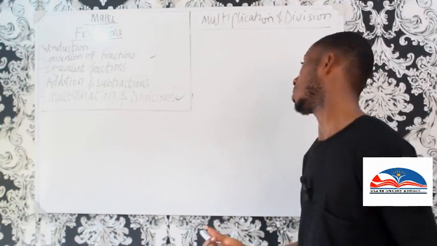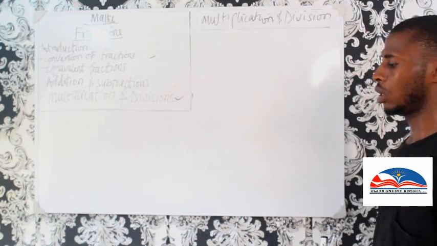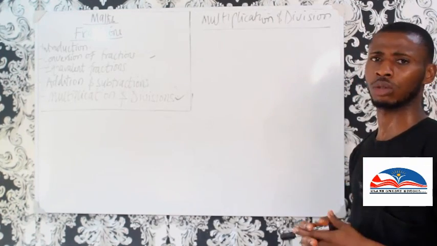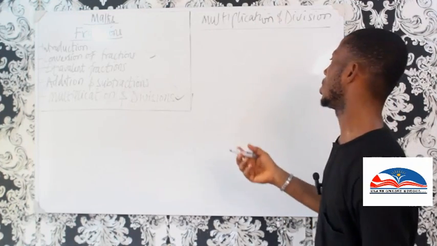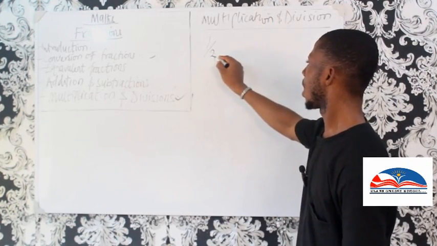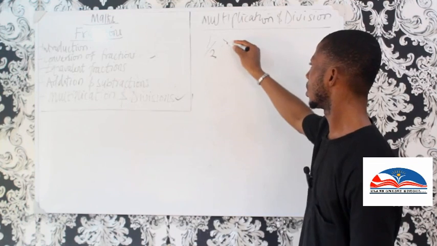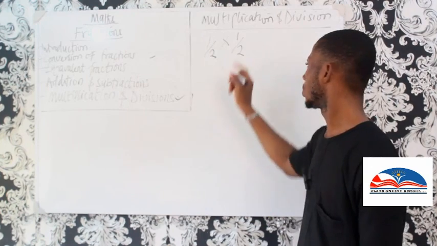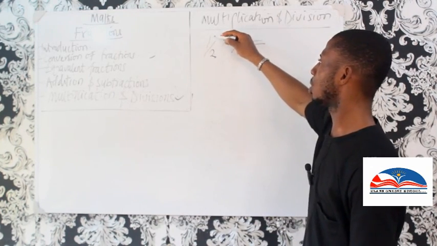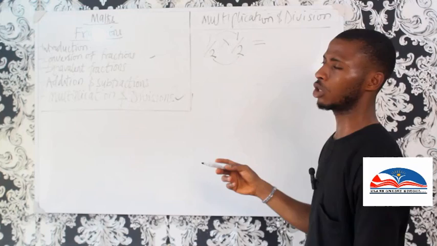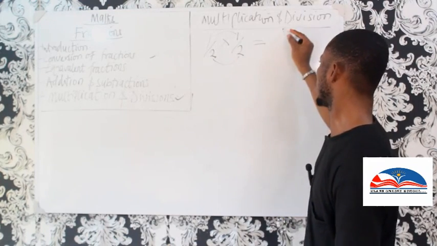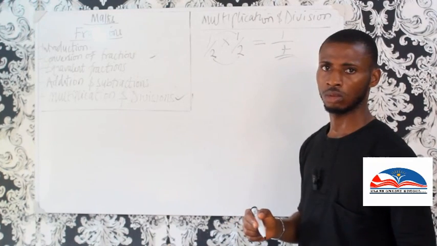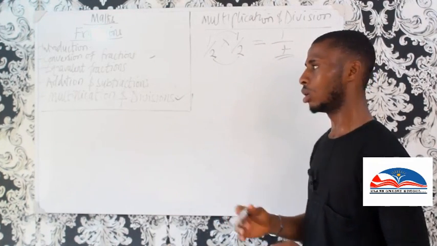Alright, we are now in multiplication and divisions of fractions. In other words, we have to multiply the fractions. Let's see when we have half times half. What do we do? Numerator multiply the numerator, denominator multiply the denominator. That means 1 times 1, 1, 2 times 2, 4. Hope you are following.